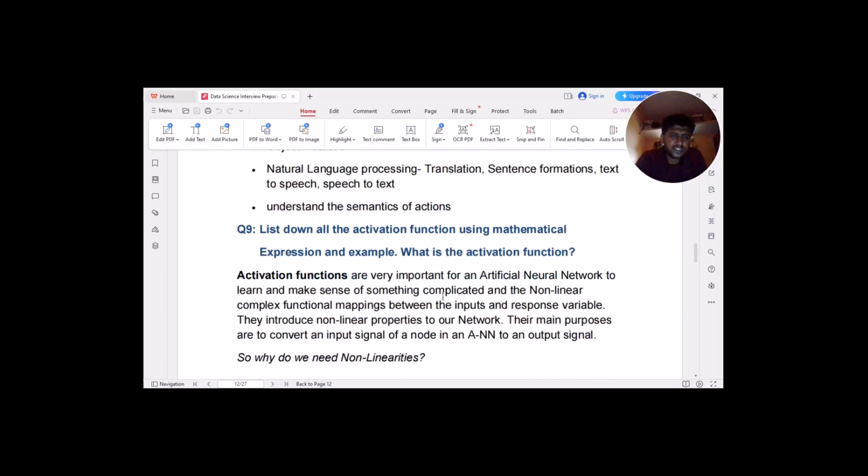So the ninth question is, list down all activation functions using mathematical expressions and examples, and what is an activation function.